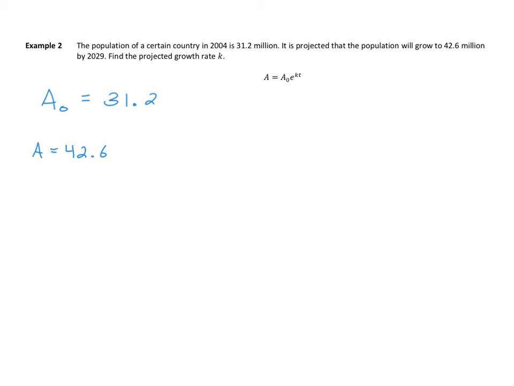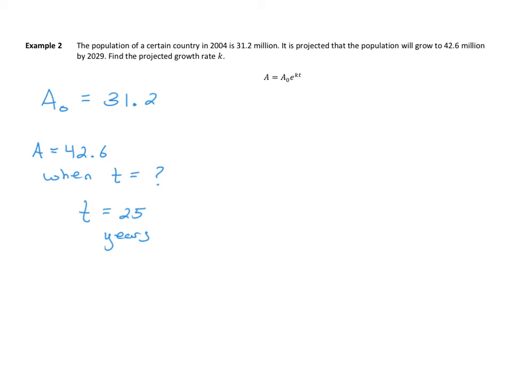Well, this is the value of A when t is equal to what? After some amount of time t, we will reach this population. So we have to solve for what that is equal to. How many years have passed from 2004 to 2029? And that's a total of 25 years. So here, I just took the difference of 2029 and 2004. We now have what we need to solve for k.